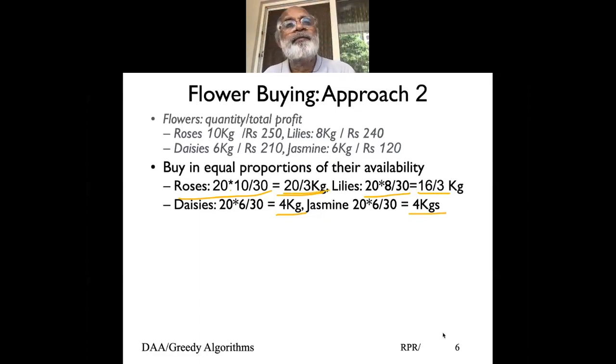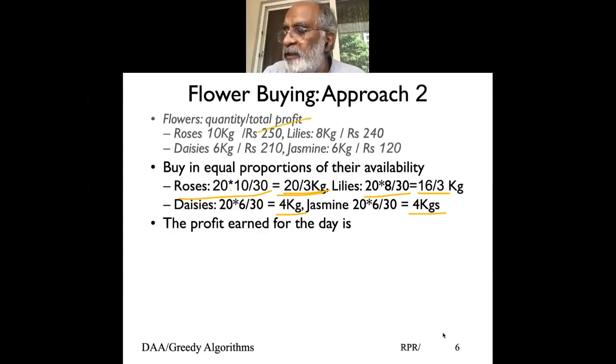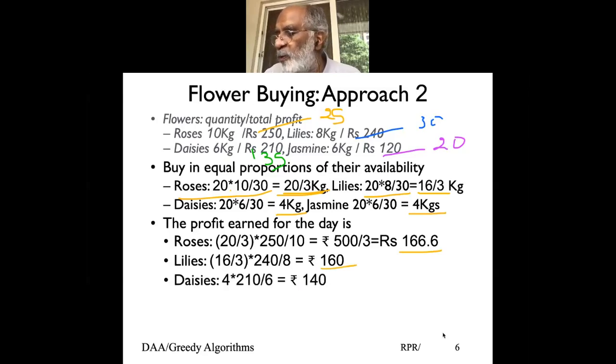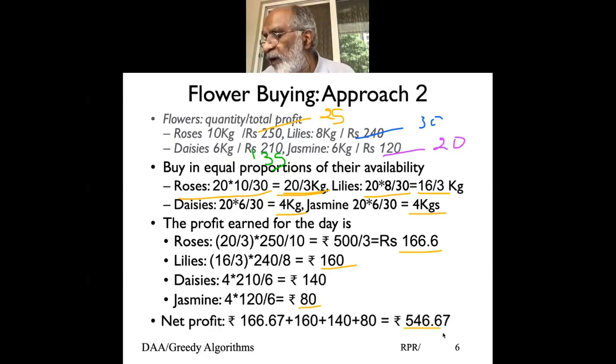Let me calculate what my profit would be. Remember, roses, my profit per kg is 25 rupees. For lilies, my profit per kg is 30 rupees. Daisies, my profit is 35 rupees. And for jasmine, my profit is 20 rupees per kg. So profit earned for the day, roses gives me 166 rupees. Lilies gave me 160 rupees. Daisies give me 140 rupees. And jasmine gives me 80 rupees. And total profit is 546.